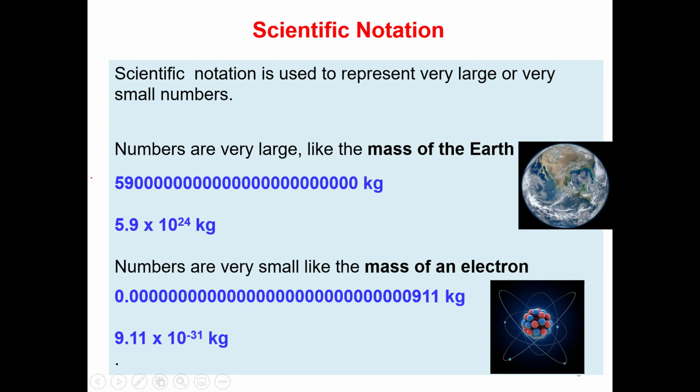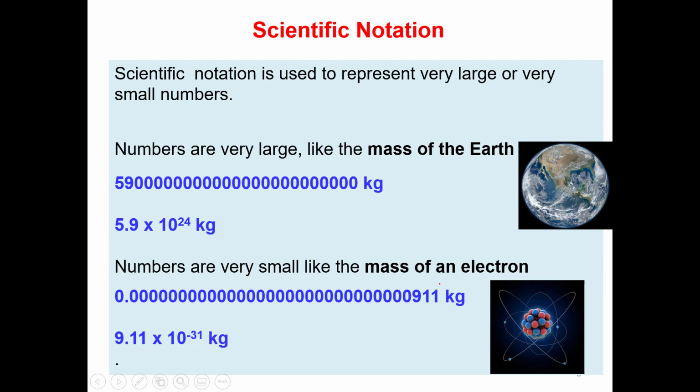We know we can write this huge number, the mass of the Earth, in scientific notation. We have two significant digits because we don't have an explicit decimal point here, and it will be 5.9 × 10 to the power 24. And we know, even if we don't count, that this exponent must be positive because it's a huge number, a larger number.